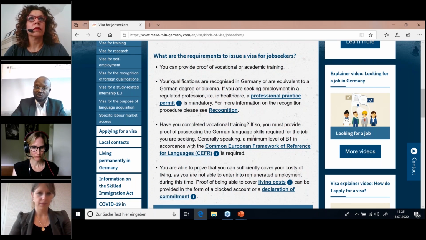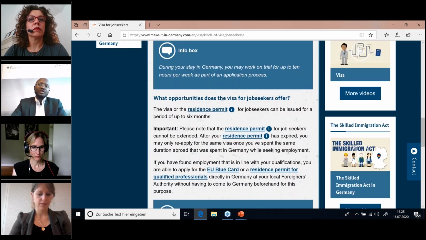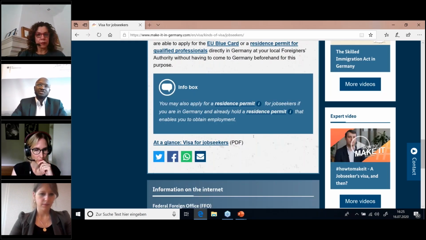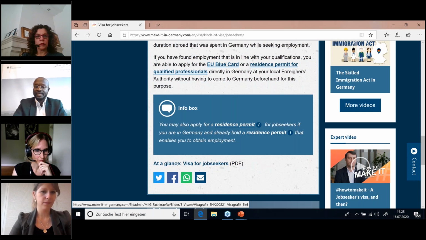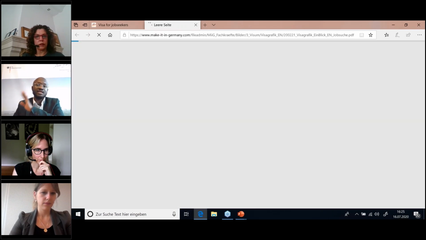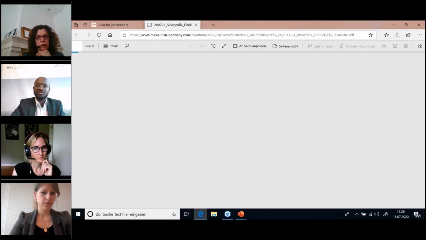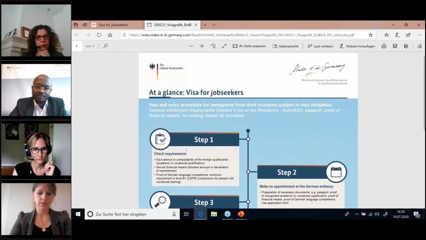Also, you can find the information summed up when you scroll down to the end of the page. You will find a visa journey at a glance, visa for job seekers, where you find the information again summed up. And in this visa information graphic, you will find, for example, step 1, proof of German language competency: minimum requirement level B1, compulsory for people with vocational training.